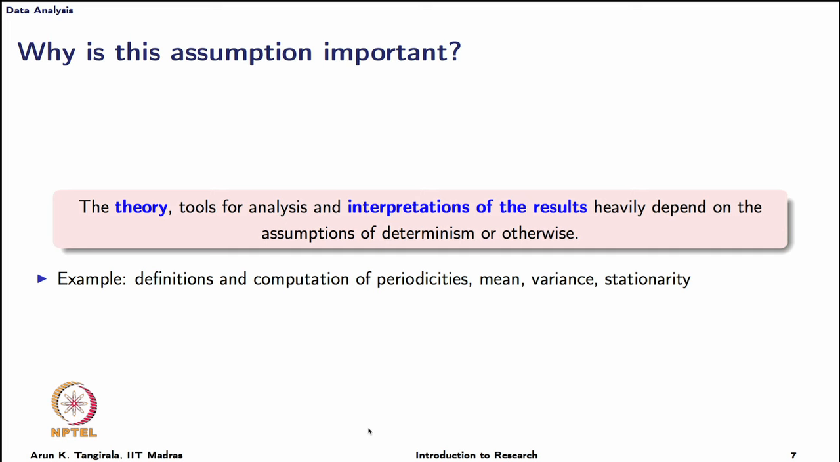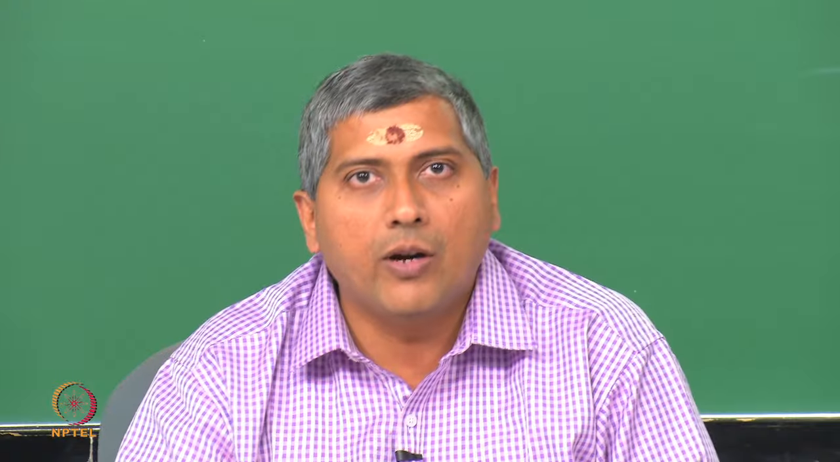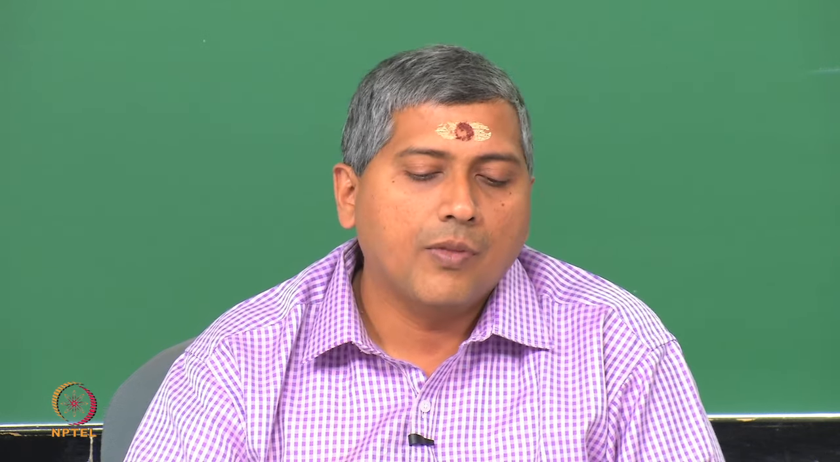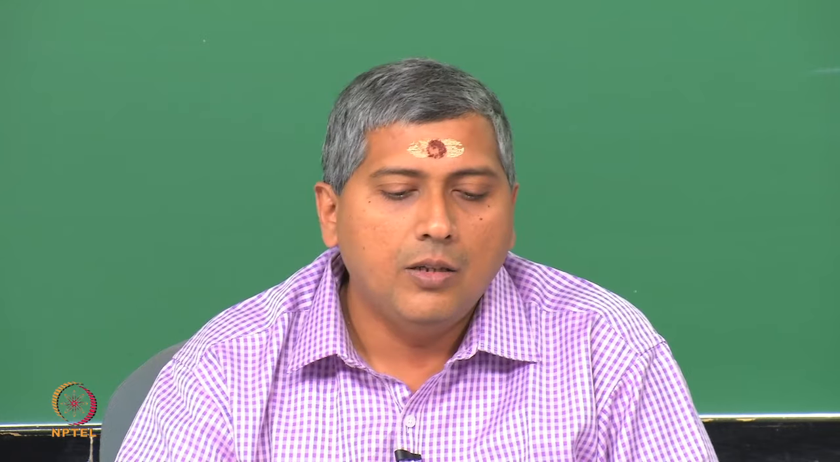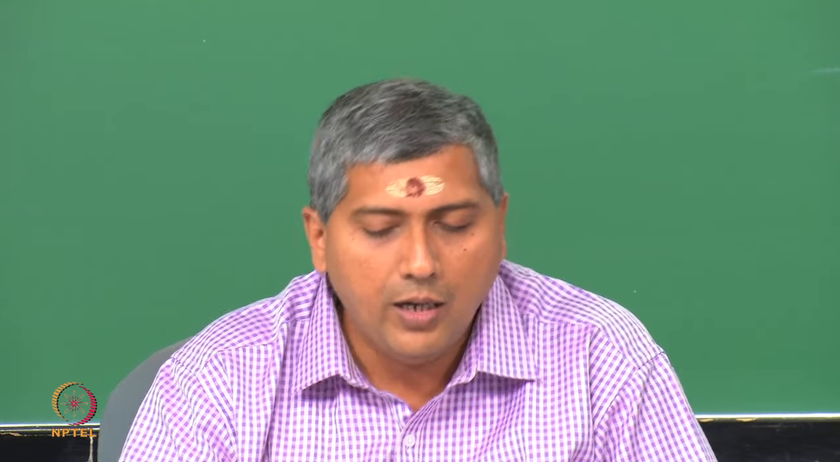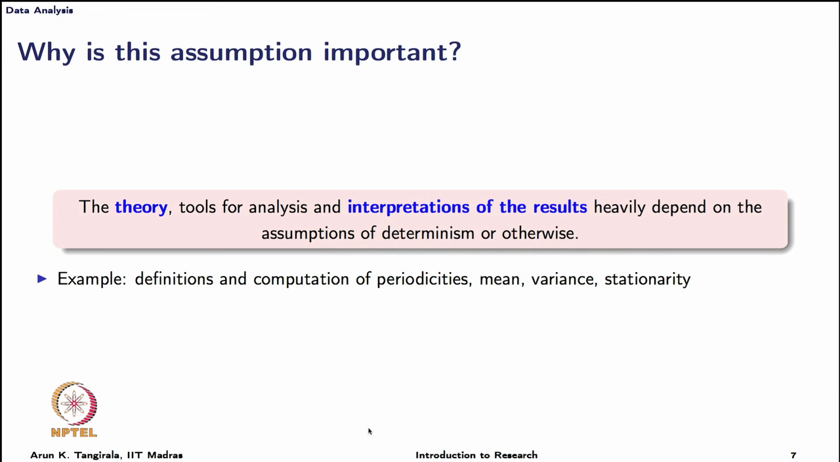The theory, the tools for analysis and the interpretations of the results significantly depend on these assumptions. And there are many examples that one can give. For example, if I am looking at periodicity detection, then first I have to define what is a periodic deterministic signal if I am looking at deterministic data, and if I am looking at stochastic data, then I have to define what is meant by periodic random process. Now, the definitions vary, right, and therefore, the interpretations will also change.